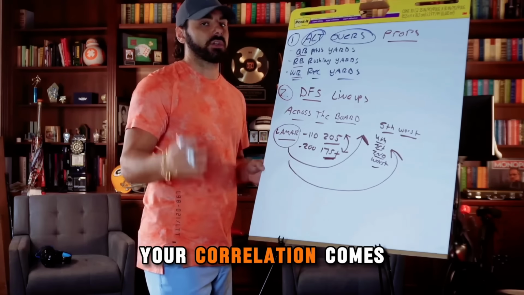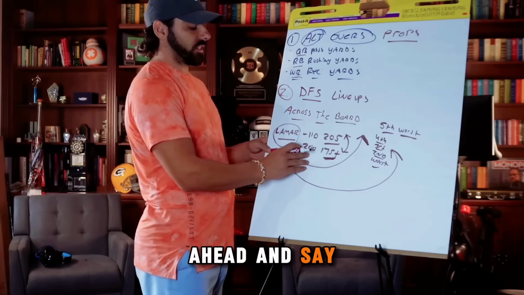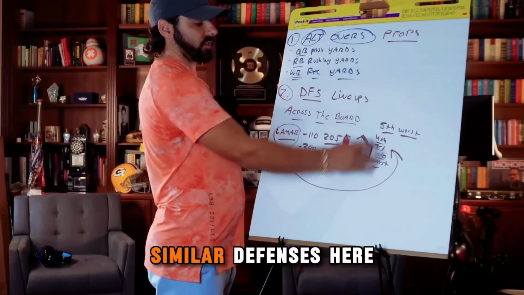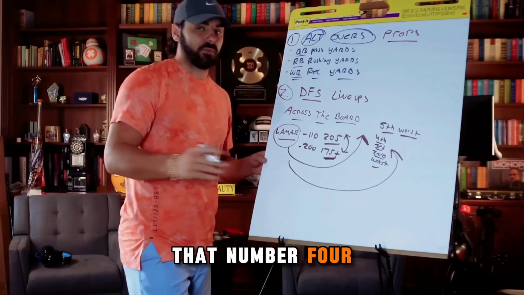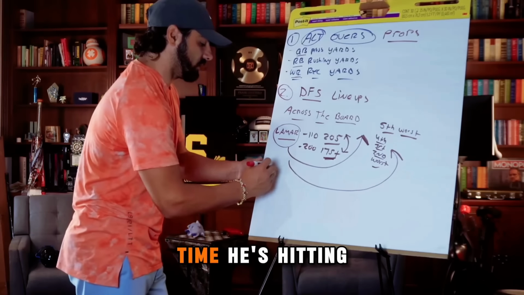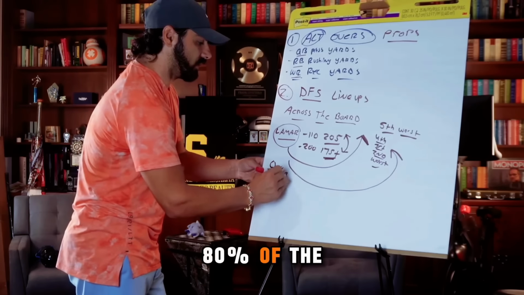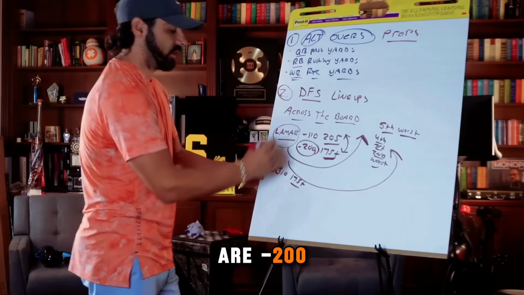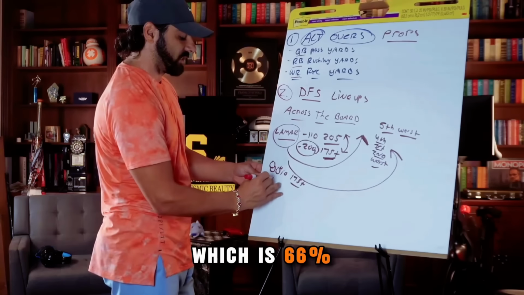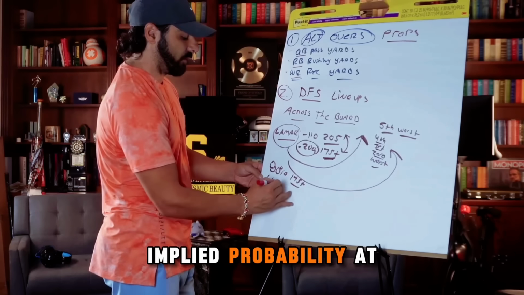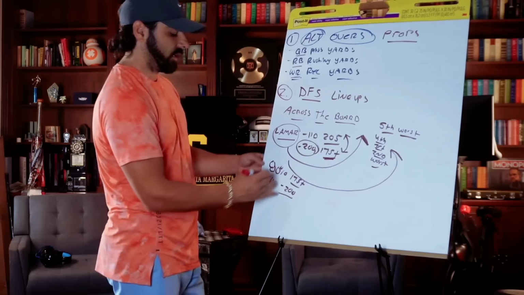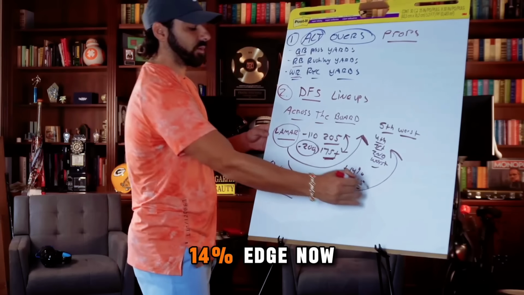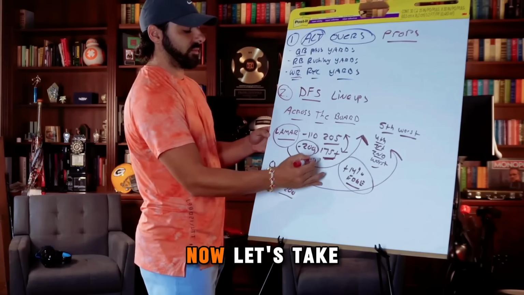This is where your correlation comes into account. Let's say that for the minus 200 line at 175 plus, you did the research for similar defenses, and he hit that number 4 out of 5 times. So 80% of the time, he's hitting over 175 plus. Let's take the odds that are minus 200 and correlate the implied probability with that, which is 66% implied probability at the minus 200 line. That gives us a plus 14% edge. So we have a plus 14% edge now at 175 plus.